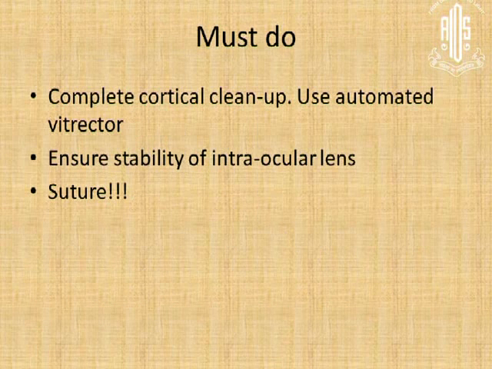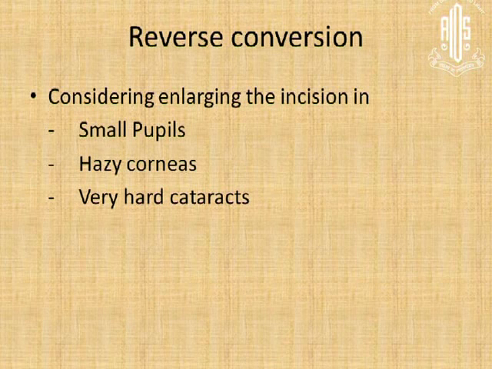To prevent all of this, I think we must think of perhaps a reverse conversion. A complete cortical cleanup at all times using the automated vitrector. Ensure that the lens is stable and you suture in time. So when do you think of enlarging your incision, going from Phaco to SICS or from SICS to ECC?